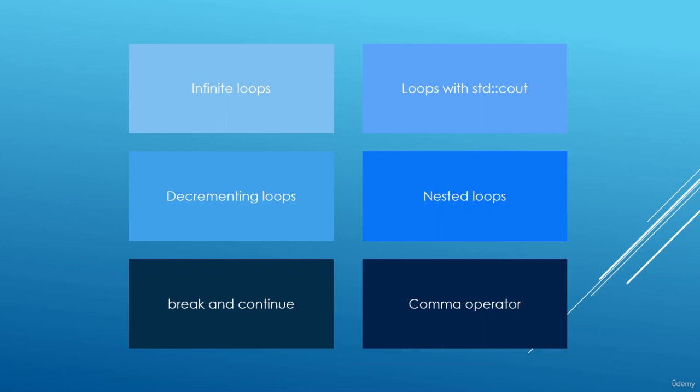We saw how you could do decrementing loops to do things in reverse order. We saw how we could use nested loops to represent multi-dimensional data structures in our code. We could use break and continue to change the flow of how our loop works. Break is going to break outside the loop altogether, and continue is going to just stop the current iteration you are at. We also saw that we can use the comma operator to do multiple declarations in a for loop.